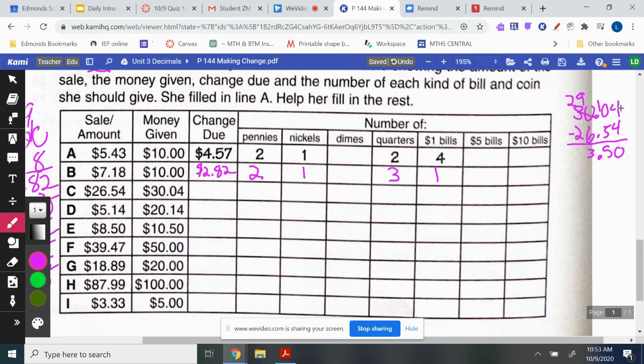So her total change was $3.50. Well, I know that 2 quarters equals 50 cents. So I'm going to subtract 50 cents, and then I'm left with just $3. So 3 $1 bills. Give this a try. It goes pretty quickly once you get into the routine, and come see me during office hours if you need help.